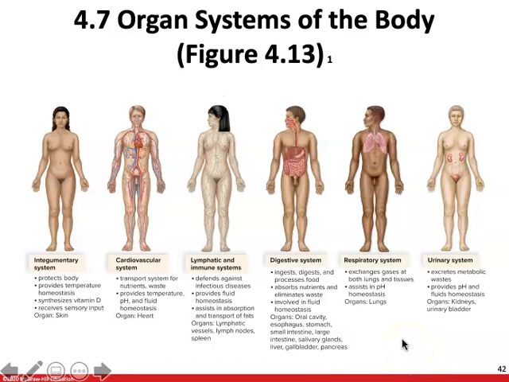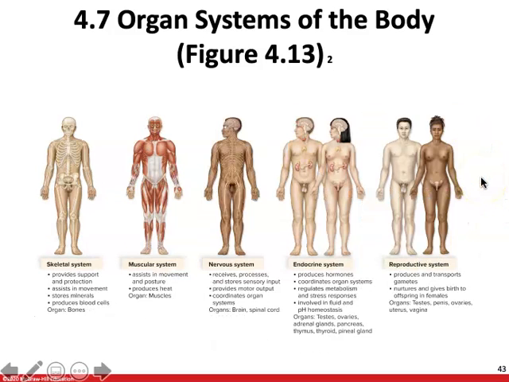The respiratory system is going to be ultimately responsible for bringing in oxygen and releasing carbon dioxide, as well as helping to maintain our pH homeostasis. The primary organ will be the lungs. The urinary system is going to excrete metabolic wastes, provide pH and fluid regulation, and the organs are going to be the kidneys and the urinary bladder.